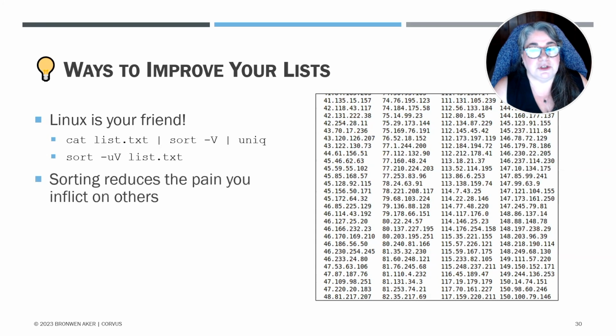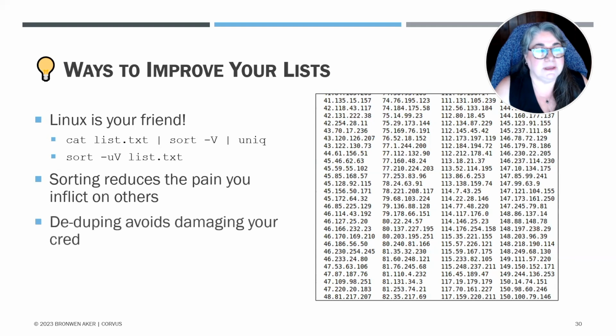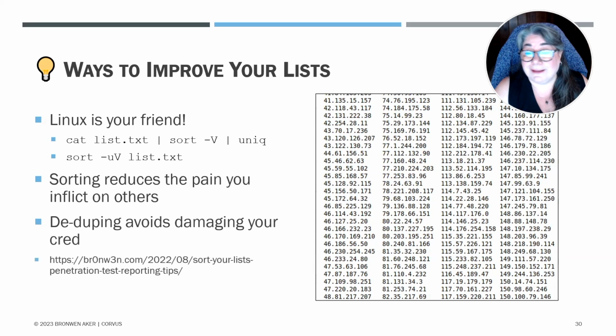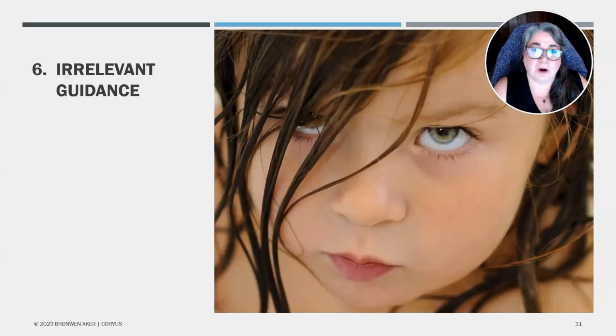So sorting is going to reduce the amount of pain you inflict on others. Deduping avoids damaging your cred. And if you want a lot more detail about the whys and wherefores, a more in-depth discussion on why sorting your list matters, there's a link in the notes. All right.